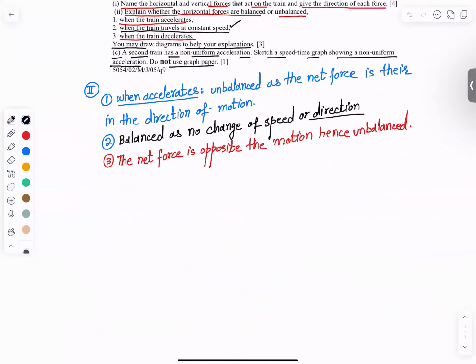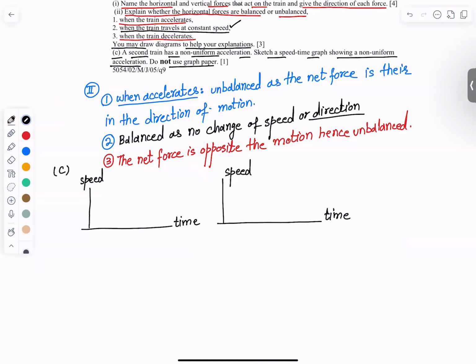So possible answers could be, for a speed time graph for a non-uniform acceleration, the acceleration could be increasing or decreasing. In both ways, it will be correct. So you have two possible answers for this question. For part C, basically you have to represent a train that is moving with a non-uniform acceleration. Non-uniform could be increasing or decreasing.